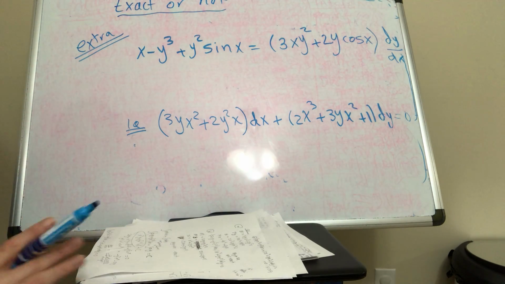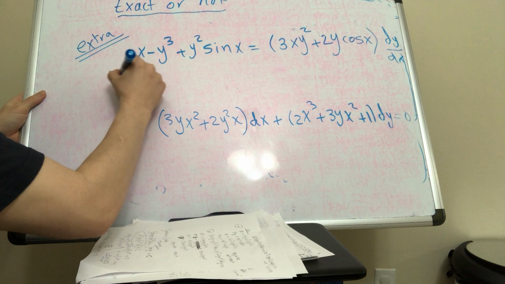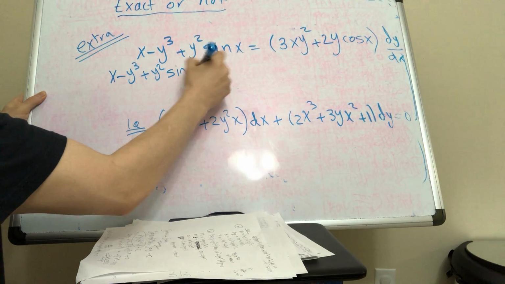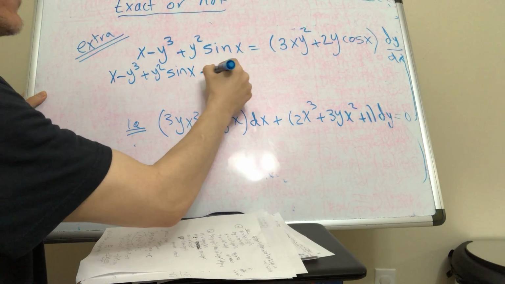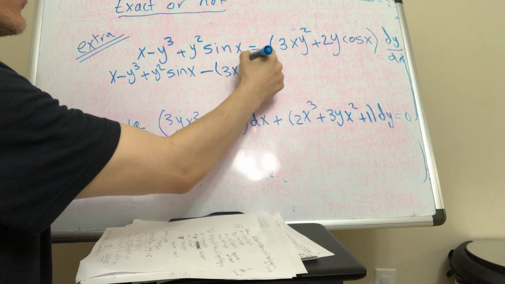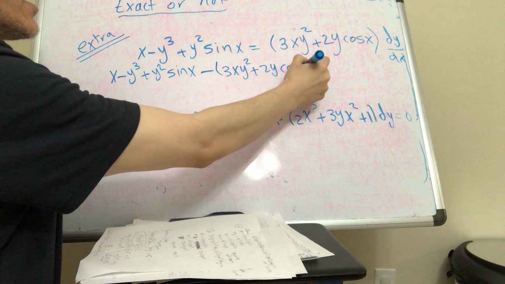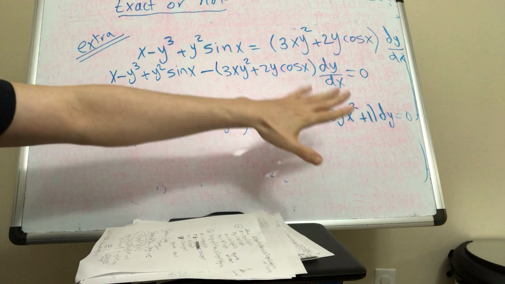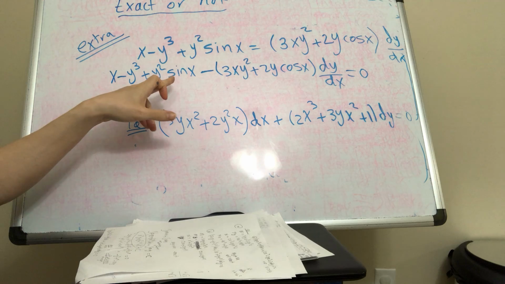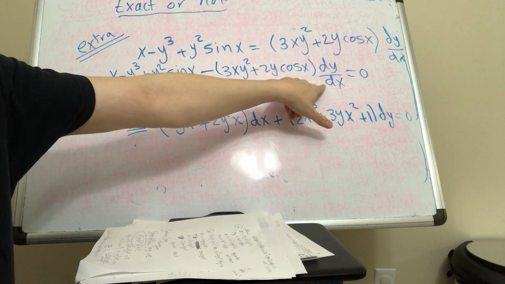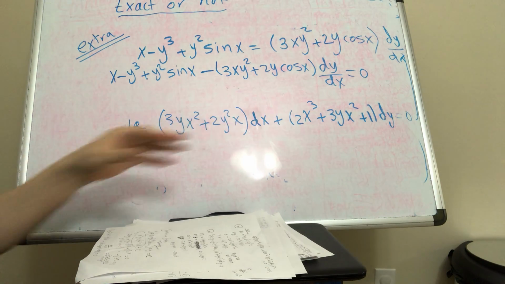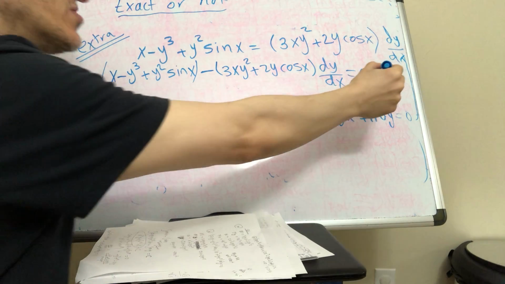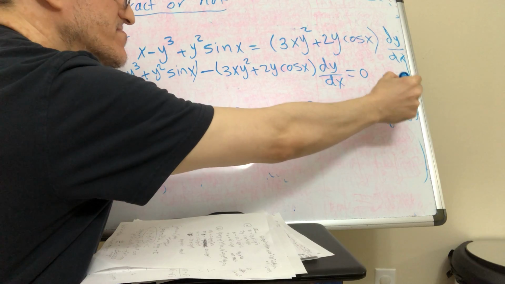we bring everything over. So x − y³ + y² sin x. I'm going to bring the bracket over, it becomes minus the bracket (3xy² + 2y cos x) dy/dx equals 0. So now I have the 0 on the left. Here, there's still another problem. I have a dy over dx here, and I have to have something dx, something dy. So what I'm going to do is multiply both sides of the equation by dx.